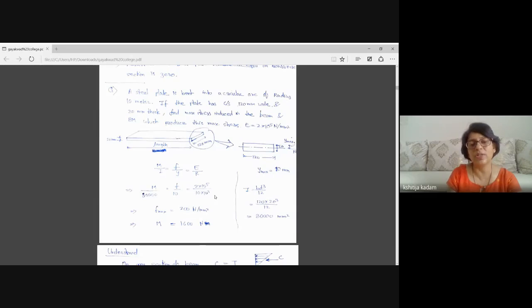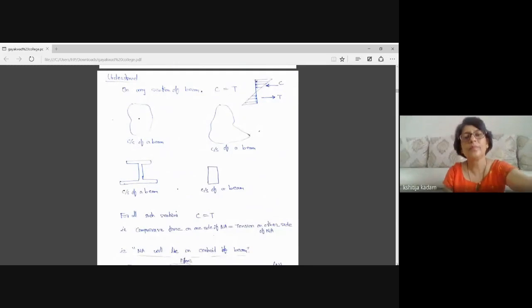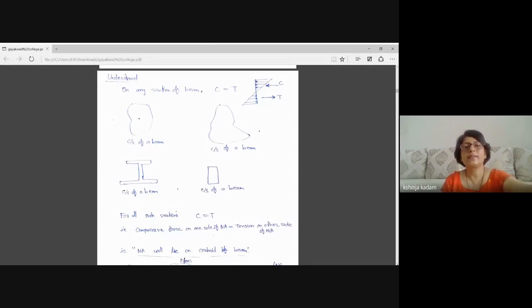So using this equation, we will find out how much will be the maximum stress and how much will be the moment. Right? Now, let us understand a few things. What we have to understand?